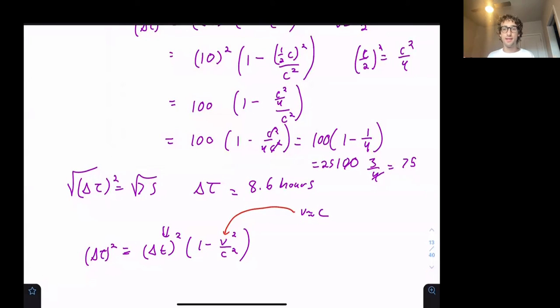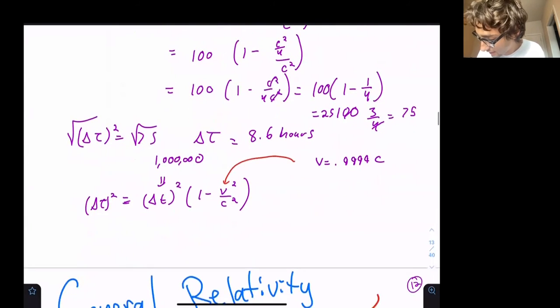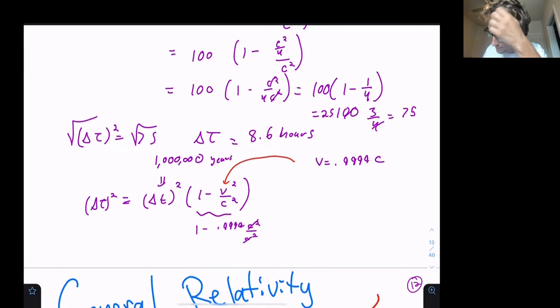Yeah, time would stop. So essentially, if you're moving insanely close to the speed of light, like 1,000,000 years could pass for someone on Earth. But for you, it'll pretty much be nothing. So let's just say v equals 0.9999 c. Then this would be 1 minus 0.9999 c squared. So it'll be really small. So like 1,000,000 years could pass by for this person.